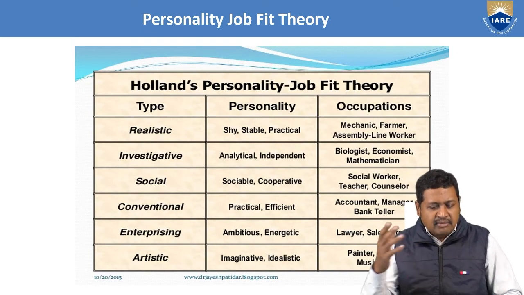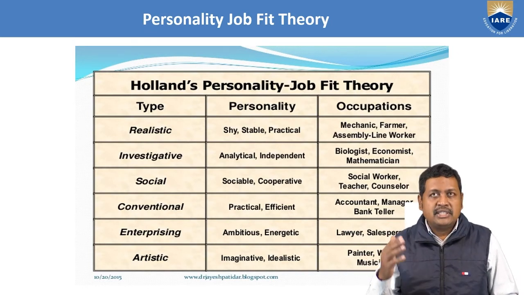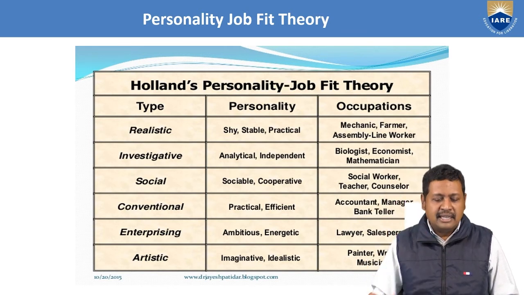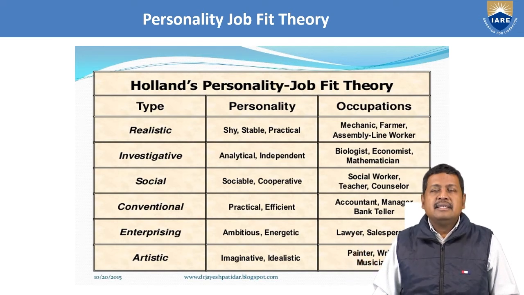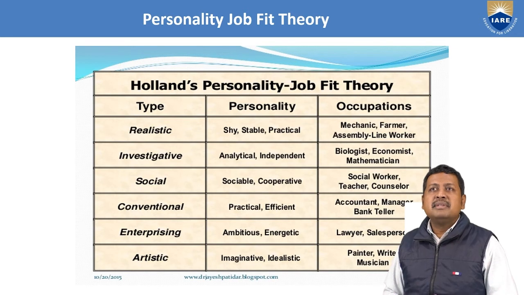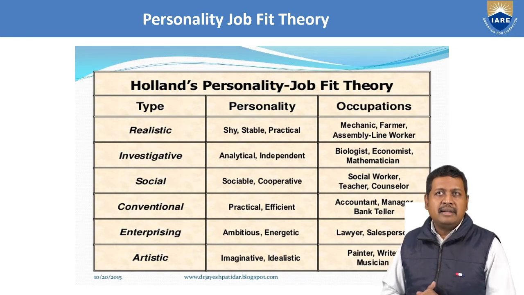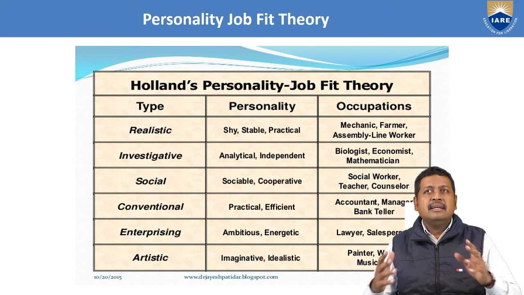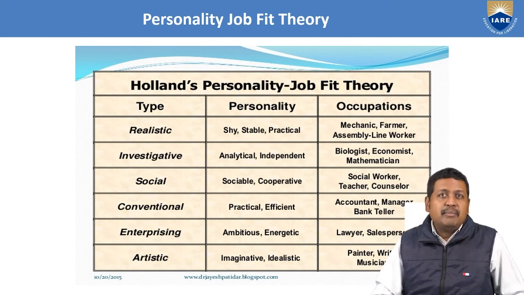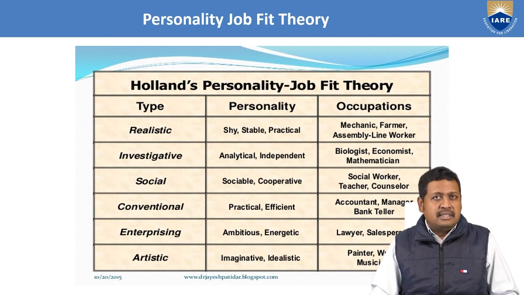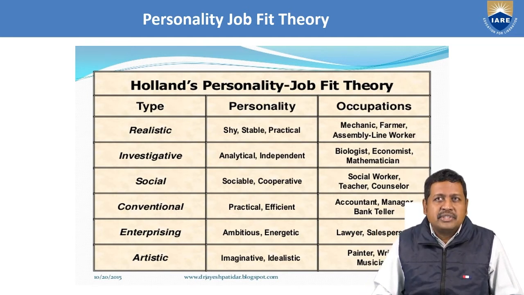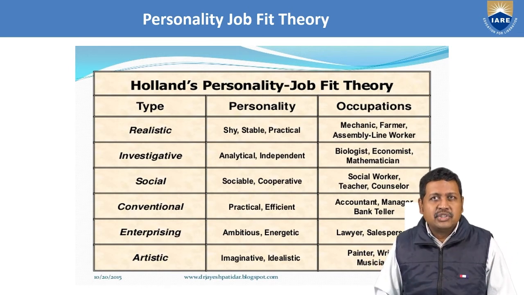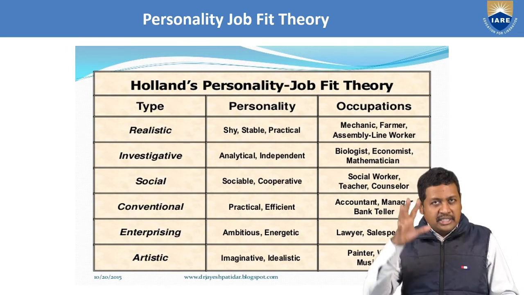Well, we still have several other personalities. I'm not actually touching all of them now. I'm just showing them on the slides. For example, realistic people are shy, stable, practical. The best examples are mechanics, farmers, assembly line workers. Investigative people are analytical, independent. They are, for instance, biologists, economists, mathematicians. Social type of personalities are sociable, cooperative. People are social workers, teachers, counselors. Then conventional people, they are practical, efficient: accountant, manager, bank teller. These are conventional, traditional kind of people.